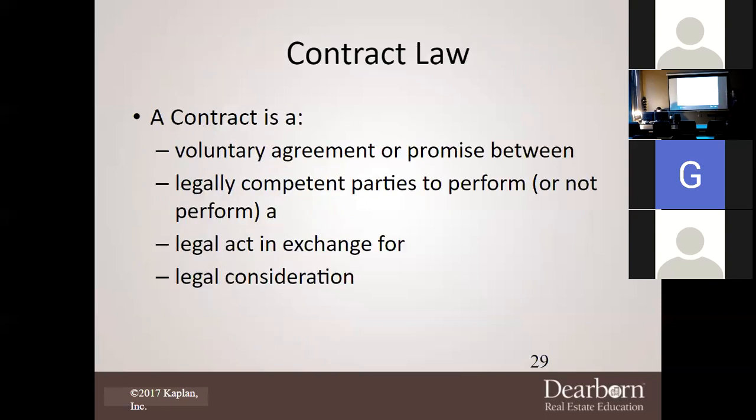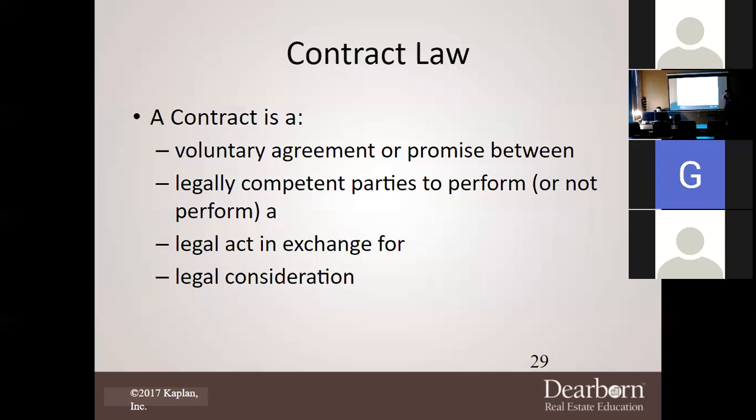So, a contract, and this is the definition, is a voluntary, key word there, voluntary agreement or promise between legally competent parties to either perform or not perform a legal act in exchange for legal consideration. Okay? So it has to be a voluntary agreement or promise. So, and this is very key that you know this.